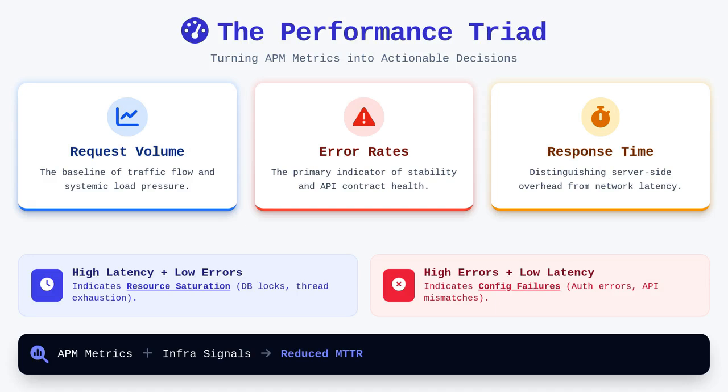By correlating these APM metrics with your existing infrastructure signals, such as disk I/O or ingress throughput, you gain the ability to pinpoint whether an anomaly is rooted in application logic or faulty provisioning. This correlation is the primary tool for reducing mean time to recovery in high-velocity deployments.